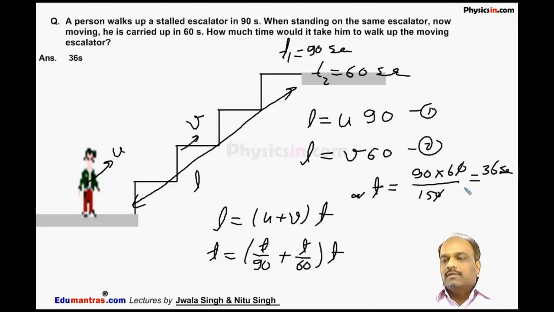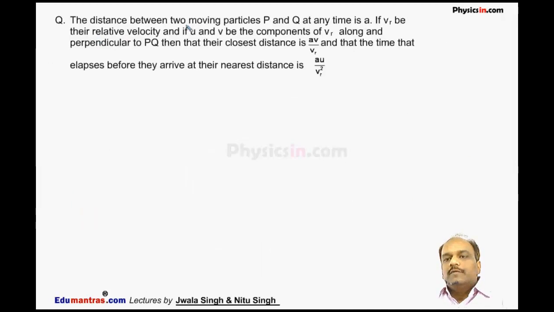36 seconds. The distance between two moving particles P and Q at any time is A. If Vr be the relative velocity and if U and V be the components of Vr along and perpendicular to PQ, then their closest distance is AV by Vr, and the time is AU by Vr square.